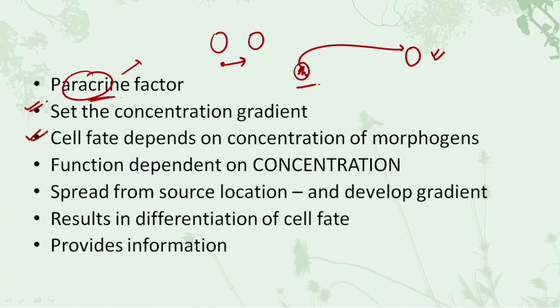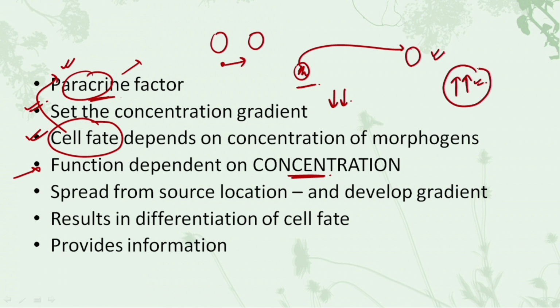The cell fate depends upon the concentration of the morphogens. Now what is cell fate? This is what we discussed in our previous lecture of developmental biology. I have provided the link of the same in the description box. Check that video out for a better understanding. The function is dependent upon the concentration. We have just discussed that in an area in which there is less concentration and the other area in which there is more concentration, the area with more concentration would function in a better way.